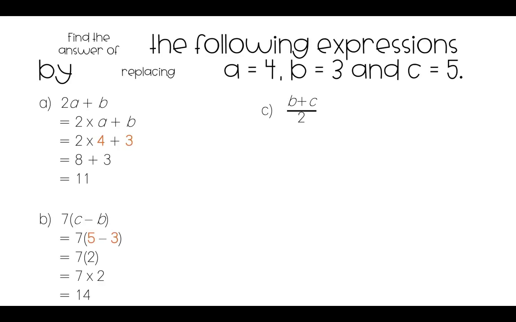B plus C divided by 2. So what I want you to do, you can pause this again, substitute B and C in, and then find the answer of that and divide it by 2. So what you should have is 3 plus 5 divided by 2, which gives us 8, and 8 divided by 2 gives us 4.